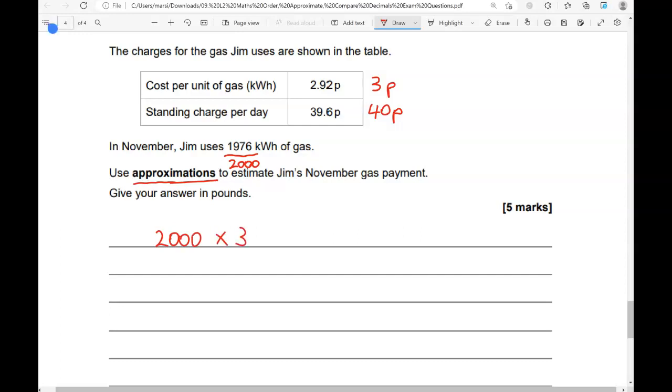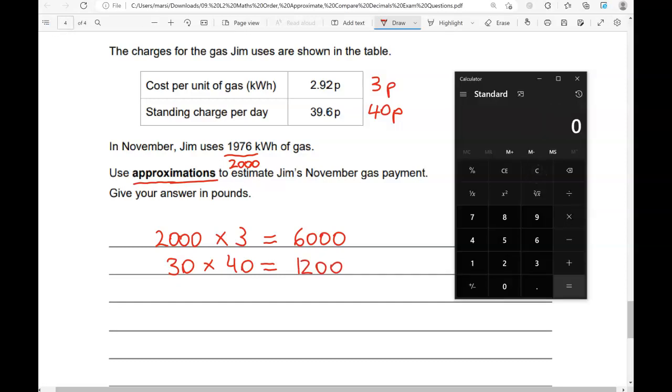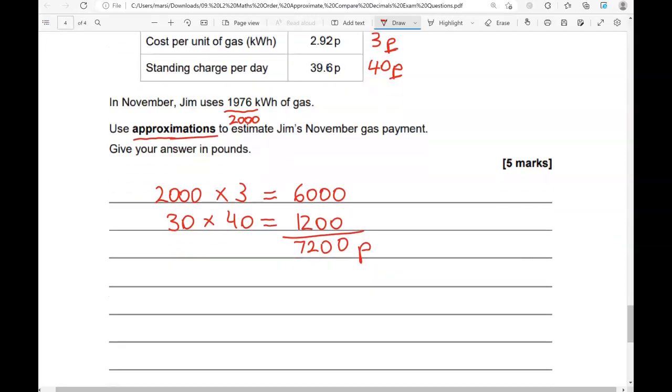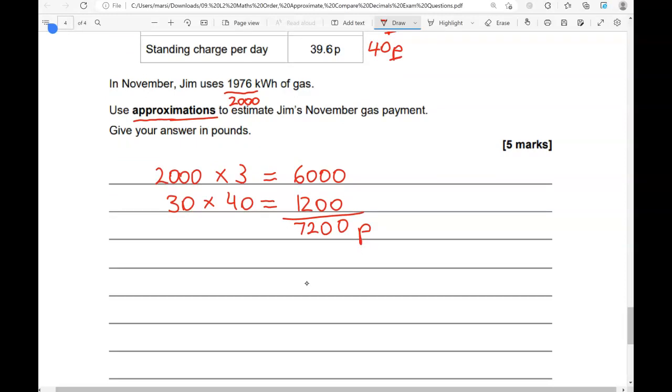3 pence per unit, which is 6,000, and we've got 40p per day, and there are 30 days in November, so 30 times 40 gives us 1200, which you can also do with a calculator. So that is 7200 pence in total, because we used pence. And we've got to give our answer in pounds. There are 100 pence in a pound, so if we do 7200 divided by 100 gives us 72 pounds.